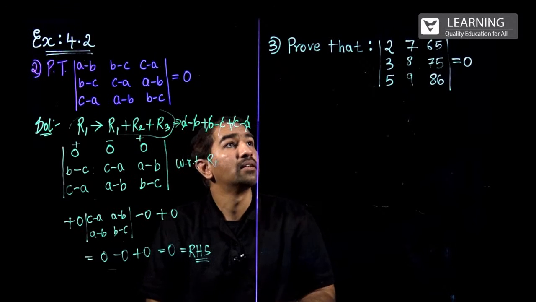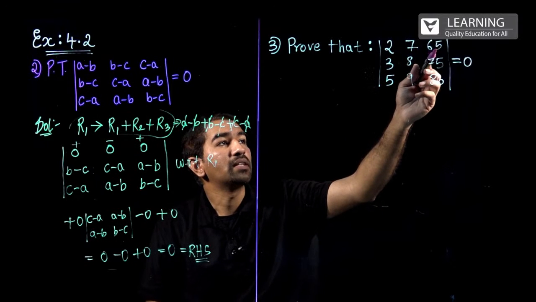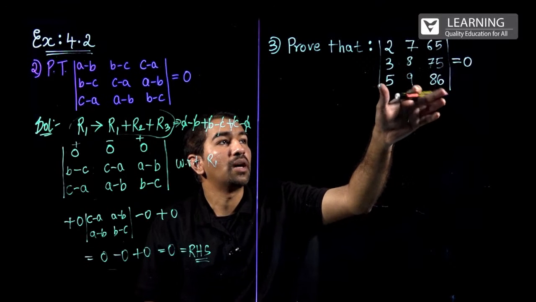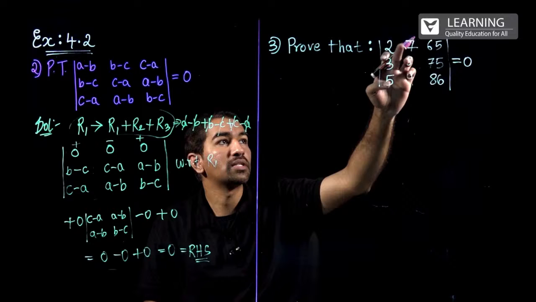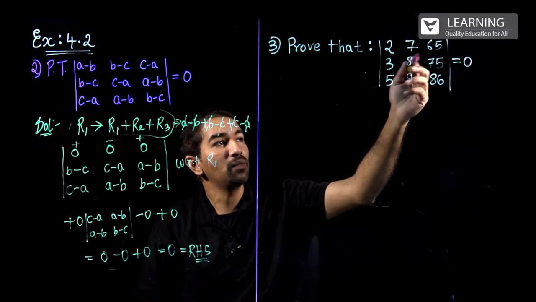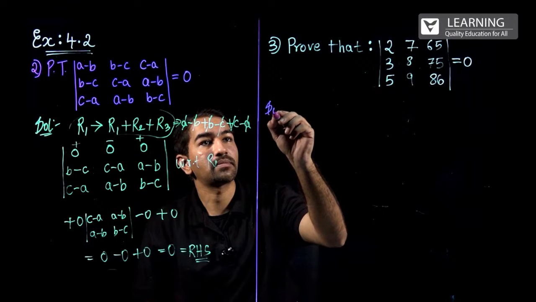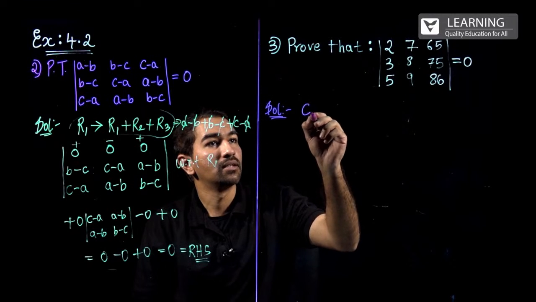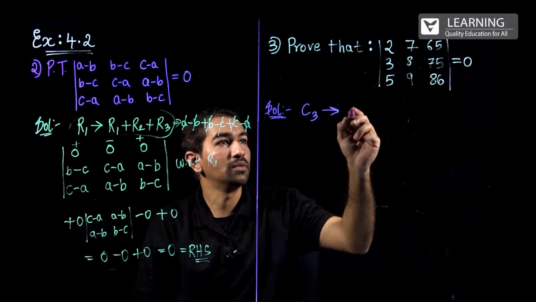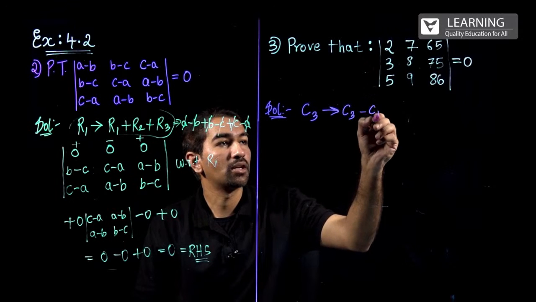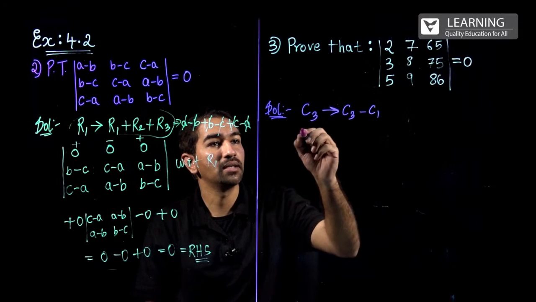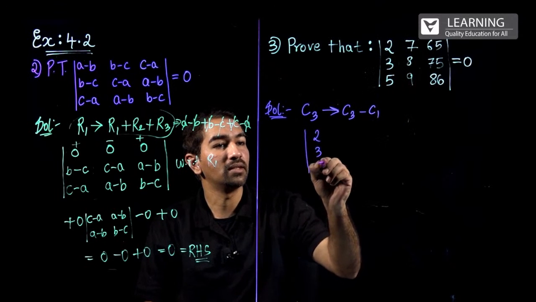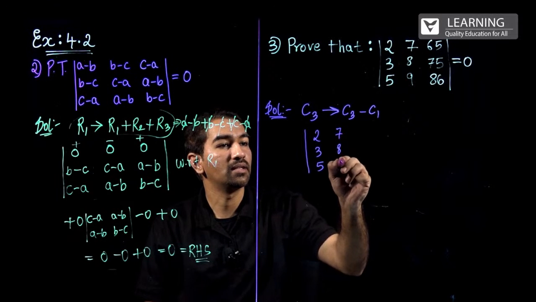Prove that the determinant of 2, 7, 65, 3, 8, 75, 5, 9, 86 is equal to 0 again. So again, the zeros, the non-zero rows and columns are very few here. What we'll do, the operation here is, solution. Here we'll carry out the operation column 3 equals column 3 minus column 1. See what will happen to the given determinant. So column 1 and column 2 are as it is, right? So write that as it is: 2, 3, 5, 7, 8, 9.